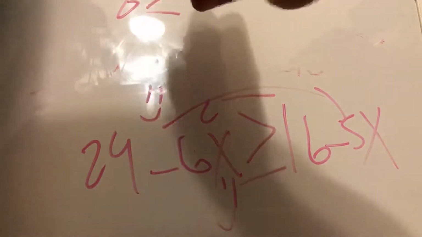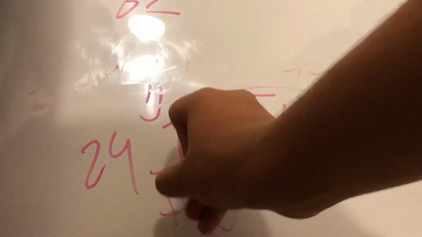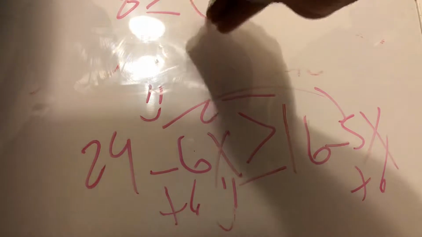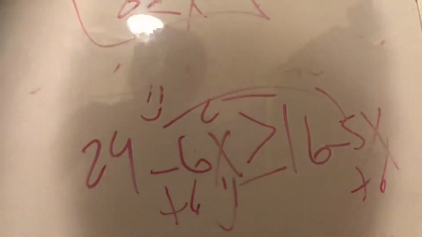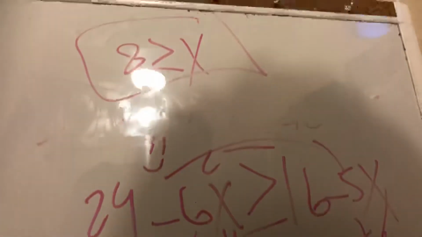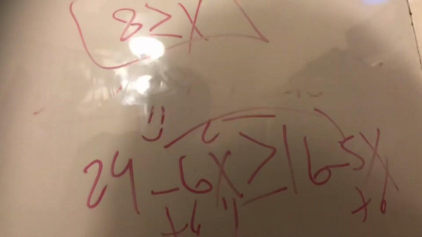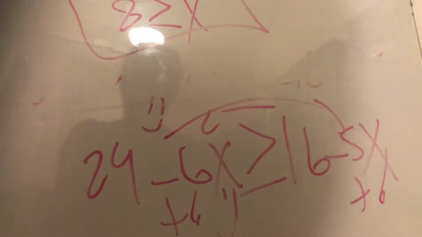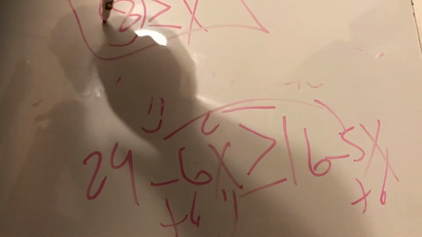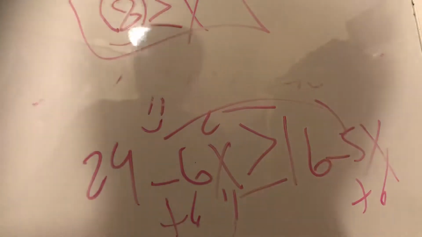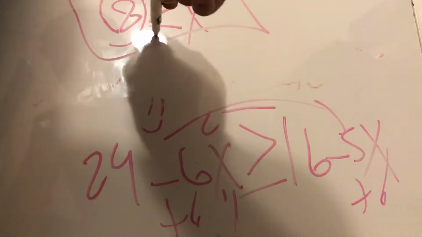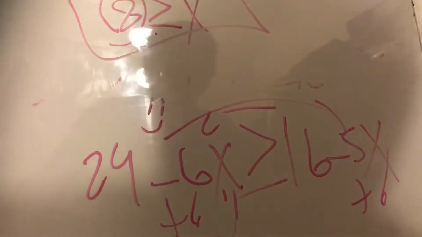8 is bigger or equal than x, here it had a plus 6x, and here we have plus 6, so it's gonna be only x. So our answer is 8 is greater or equal to x. In this equation we find only one answer here. What does this represent? It means 8 is greater or equal than x.